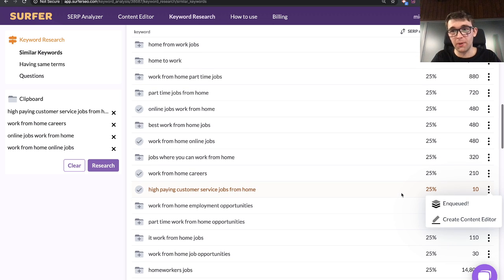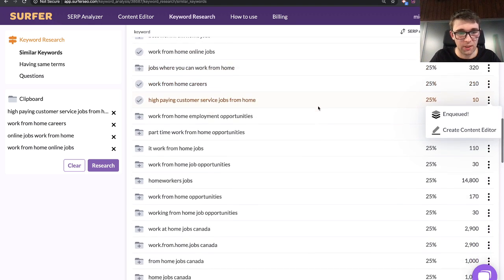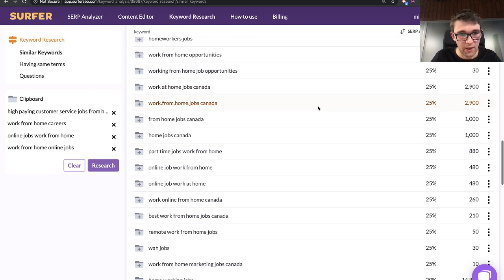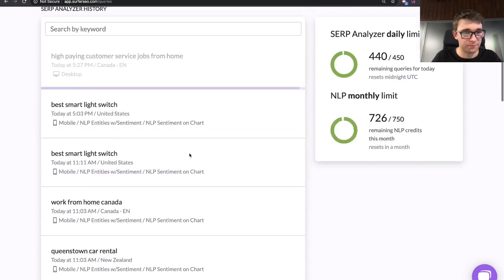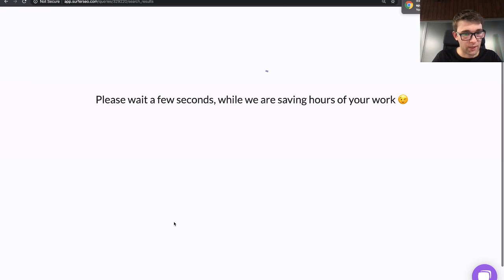And thanks to the SERP similarity, we will probably be competing with some similar pages. So the optimization for this keyword won't hurt us for the higher search volume keyword that we are trying to focus on from the very beginning. And I found this keyword really cool, "best work from home jobs Canada," and I've done the analysis already. Yeah, it's here.